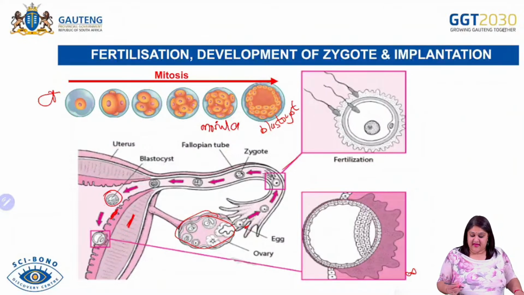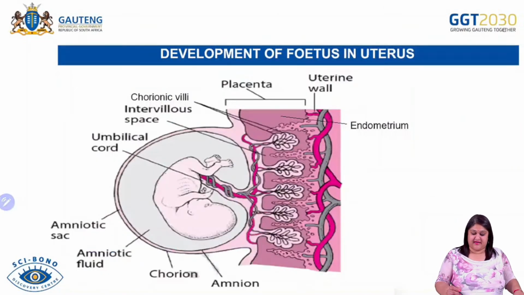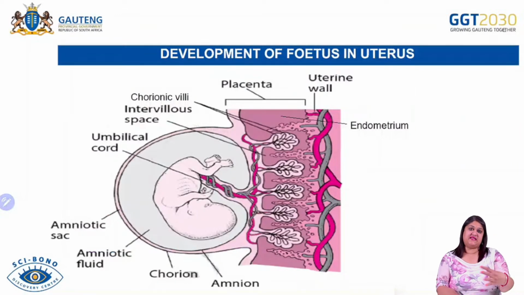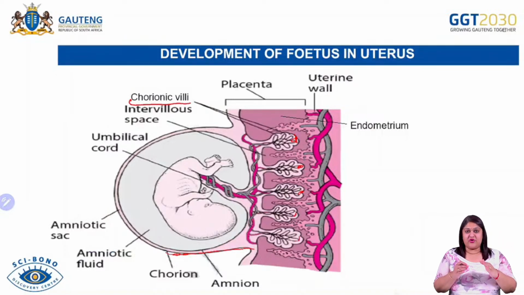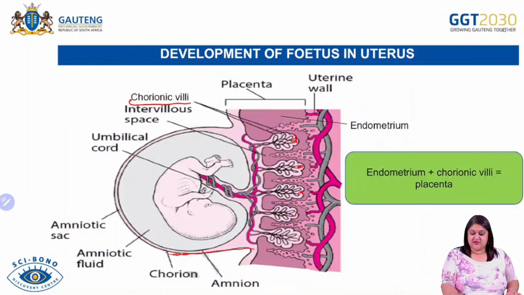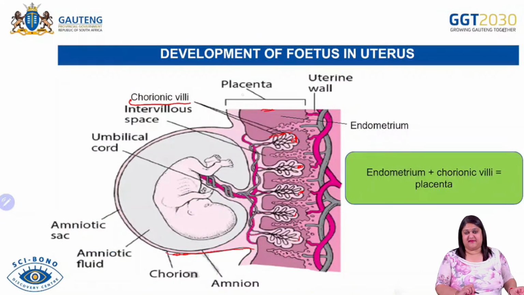Okay? Thereafter, it is then going to develop that embryo. Now, this is showing us a later stage where we have the fetus. But what's first going to happen is that we're going to have the outer layer here, which is called the chorion. This chorion is going to develop these chorionic villi. Those chorionic villi are going to extend into the endometrium. Then, together, these chorionic villi plus this endometrium are going to make up the placenta.